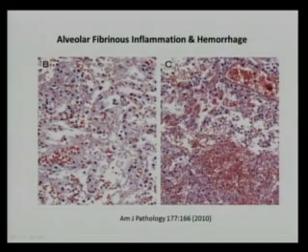Here you see fibrin deposits distorting the alveoli, so you don't see any good alveolar structure left. This is a case of viral pneumonia. And here this is a hemorrhagic case where there's obviously a lot of red cells within the lung.